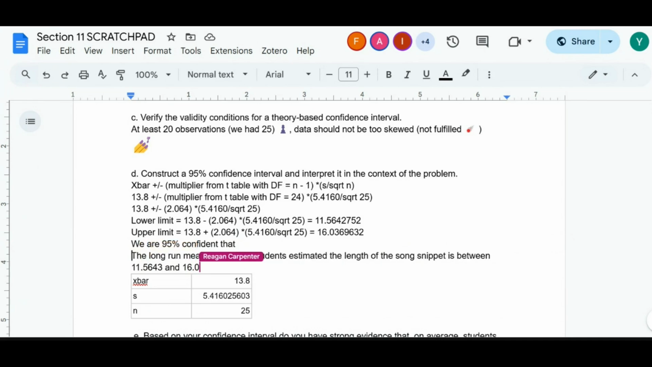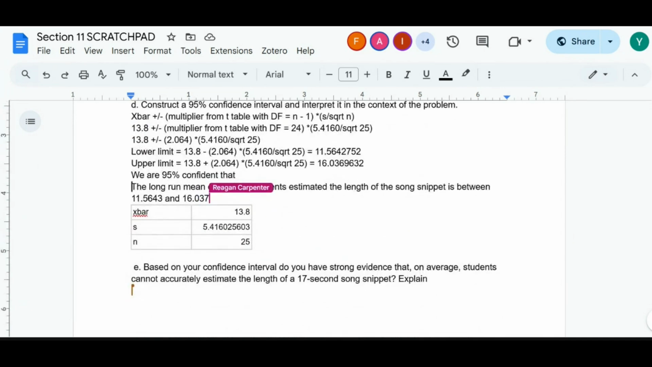Very good. So can you use this to answer part E? Based on your CI, do you have evidence that on average students cannot accurately estimate the length of a 17-second song snippet? How would you answer this question in light of the confidence interval? Do you think students on average can estimate the length accurately? I see you're shaking your head. That's correct, you say no. Can you tell me why?